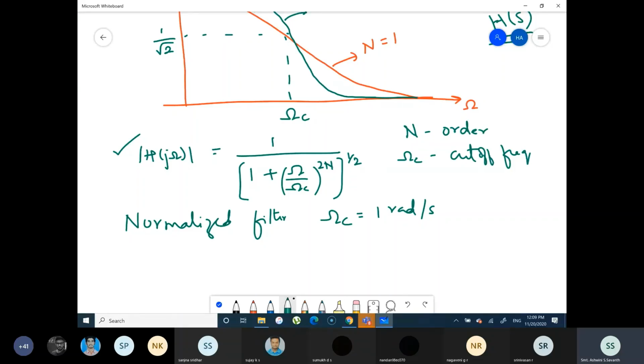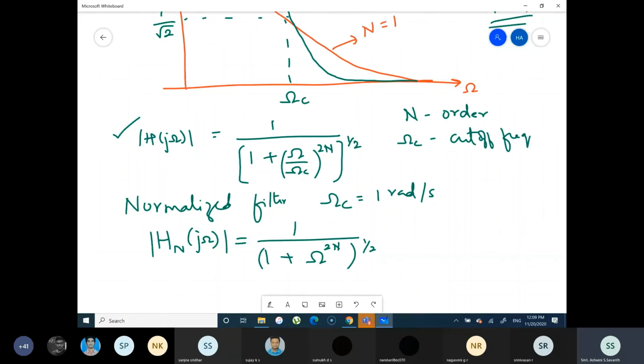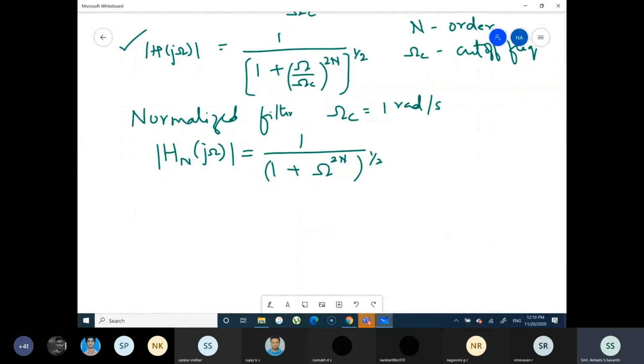So omega c equals 1, we are going to substitute in the above expression. Let us call the transfer function of a normalized filter Hn, so n indicates the normalized filter. Magnitude of Hn of j omega is equal to 1 by [1 plus omega to the power 2n] under the root. So omega c equals 1 is what we have done. So normalized filter we will consider.